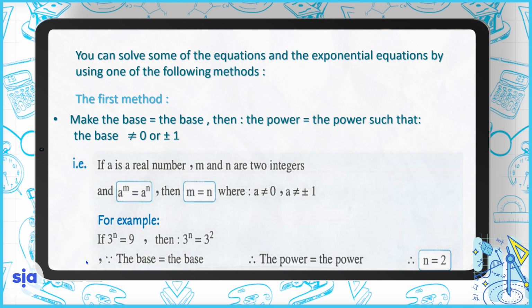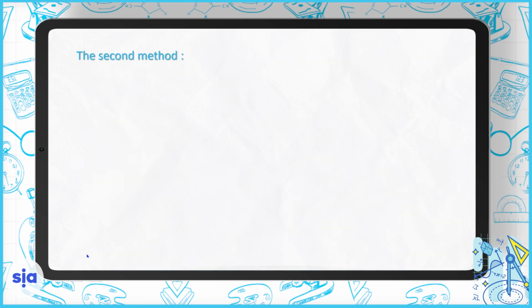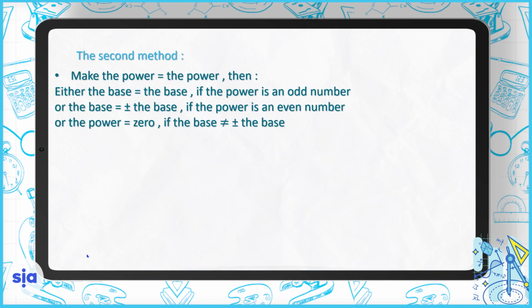So n equals 2. The second method: make the power equal to the power, then either the base is equal to the base if the power is an odd number, or the base equals positive or negative the base if the power is an even number, or the power is equal to 0 if the base is not equal to positive or negative the base.